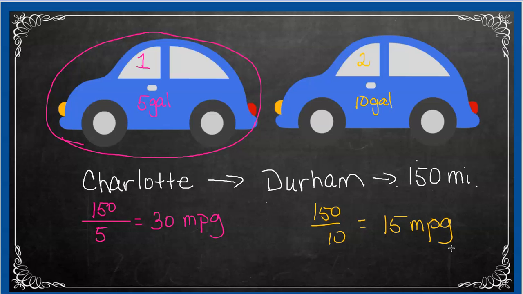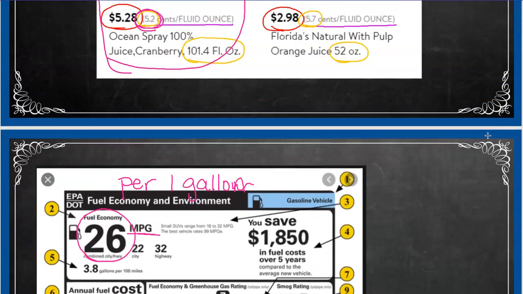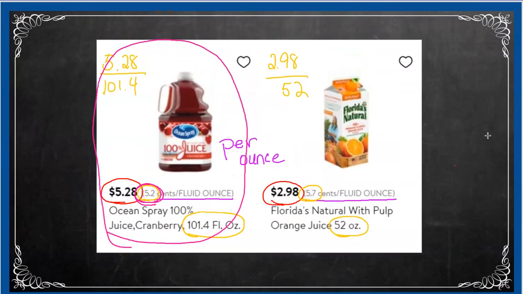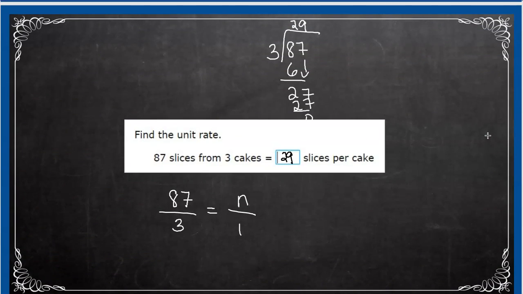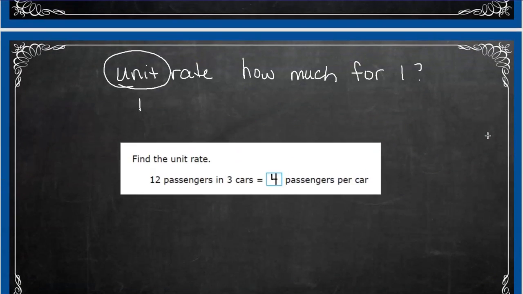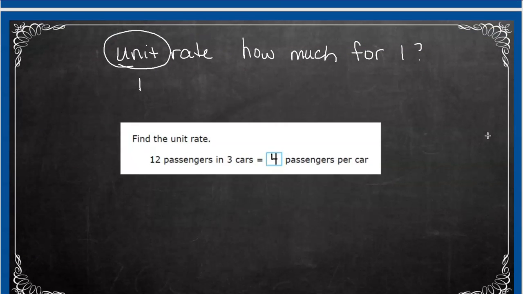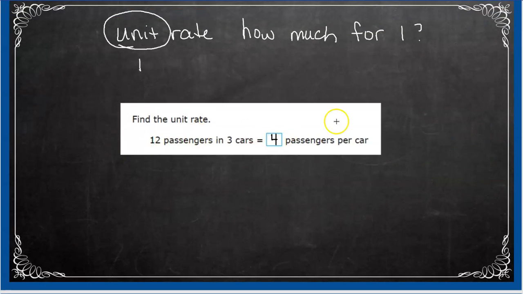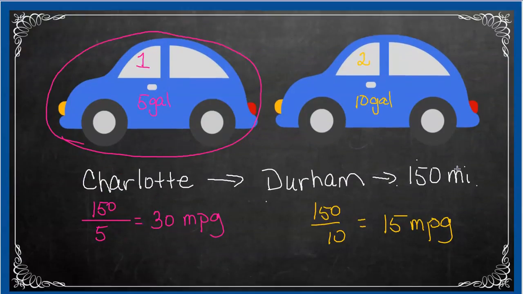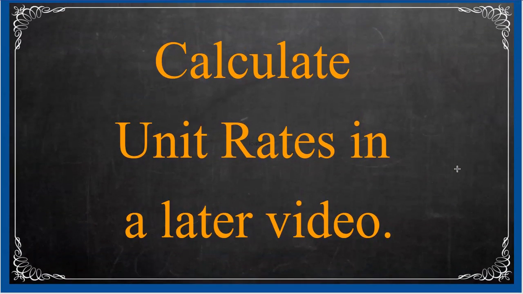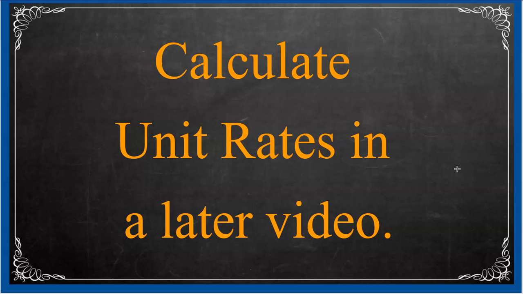Miles per gallon for a car, in other words, how many miles can you go on 1 gallon of gas? We looked at unit rates in a grocery store, and then we did a couple simple examples here of unit rate. So in a later video, we will be actually calculating unit rates. We calculated a few, but we did some really easy ones. We will be calculating unit rates in our next video.